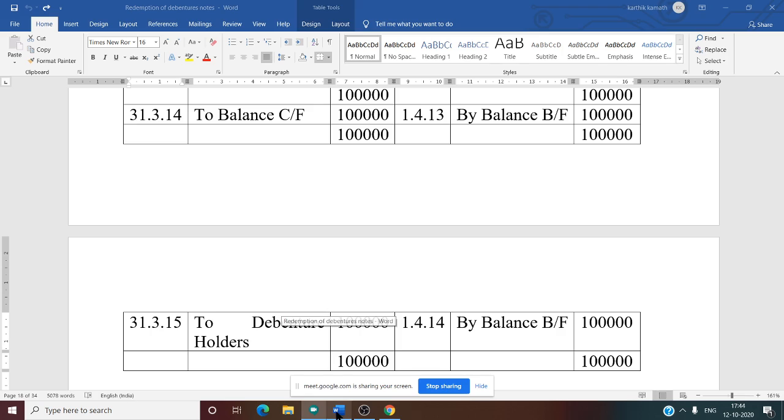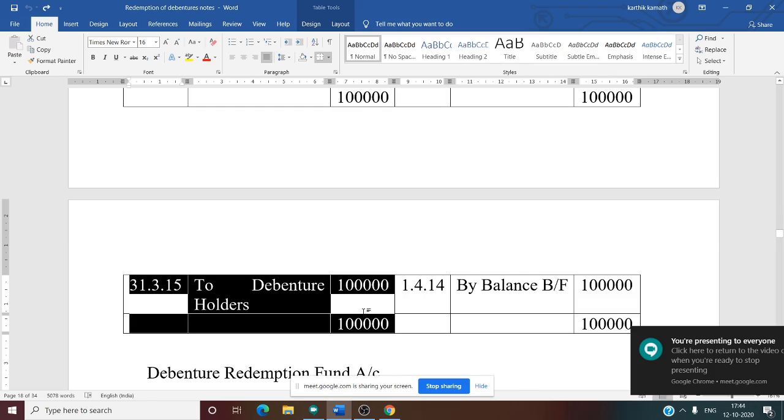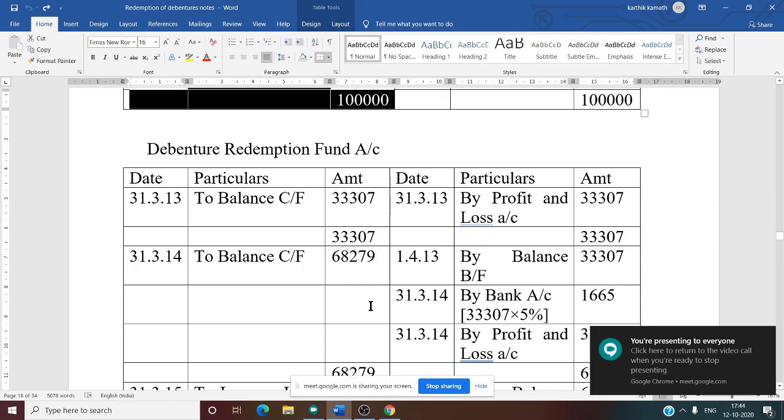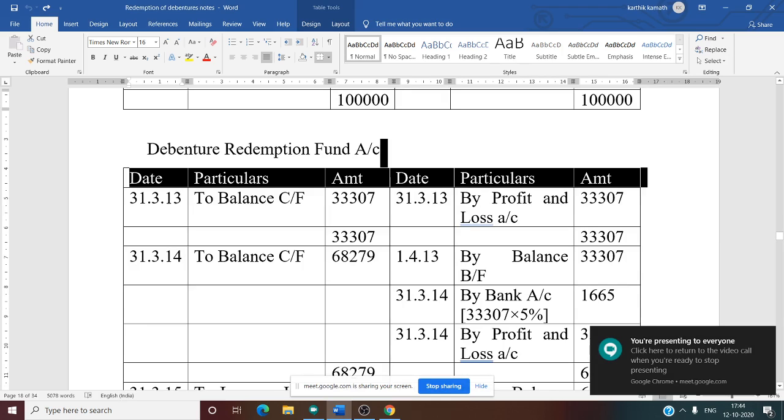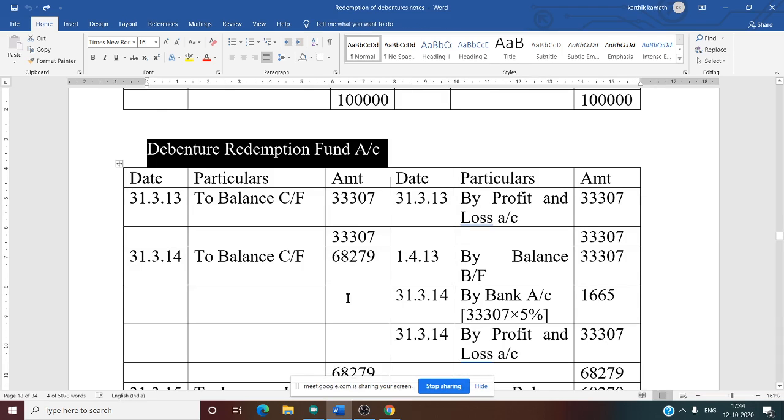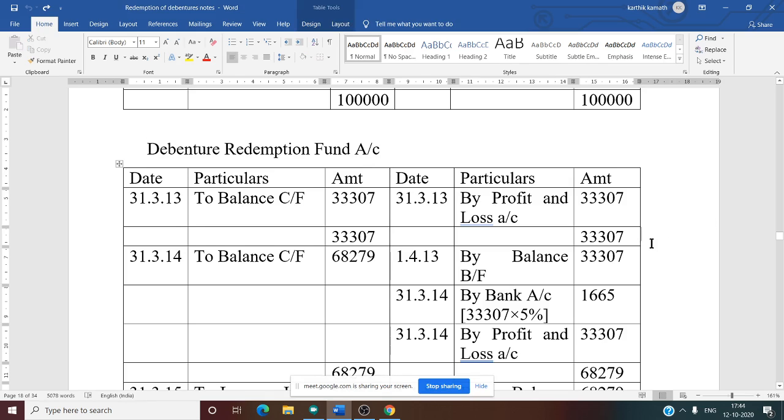Second account we need to discuss. That is debenture redemption fund account. So this account is very important. DRF account is very important out of the 5 accounts, because everything comes in this. So now DRF account, we know it has a credit balance. So start from the credit side.